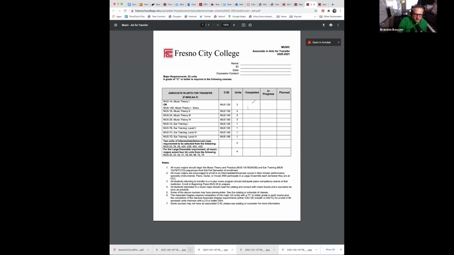You did theory 1. You're in theory 2. You did ear training 1. You're in ear training 2. You just got to complete that sequence. You got to get in your large ensembles, just like Connor. And you got to take something intermediate advanced, either piano or voice or an instrument or something. And that's how you transfer as an ADT.